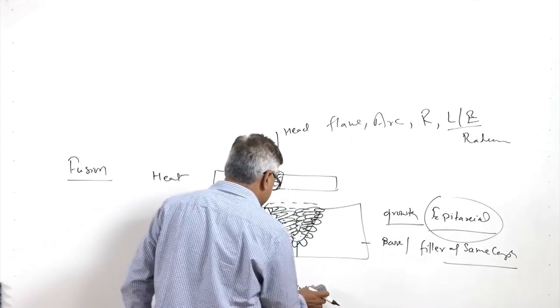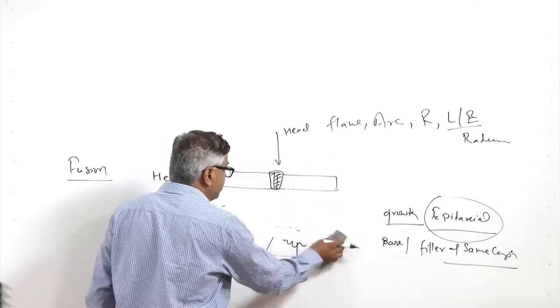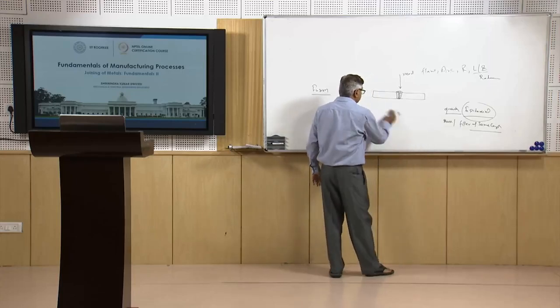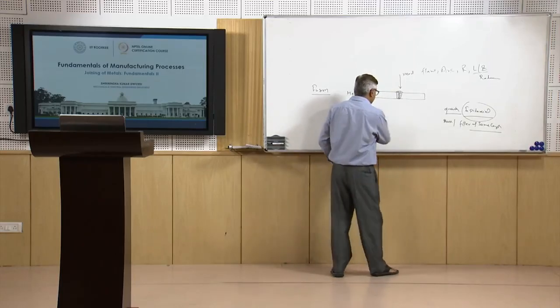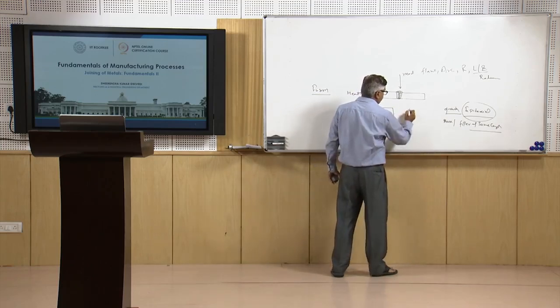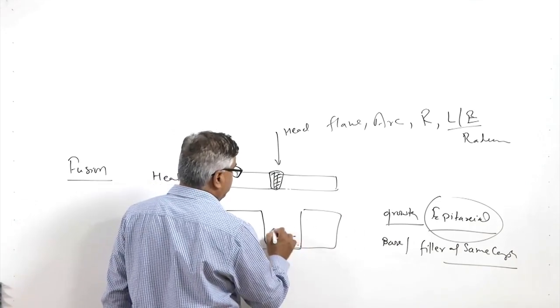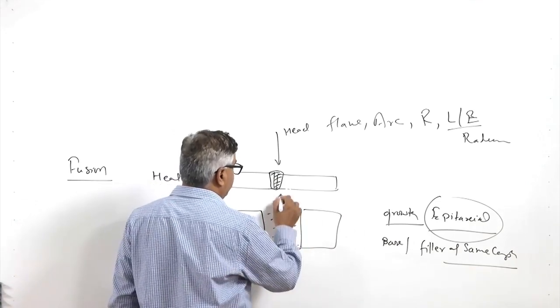While in other cases, where the composition of the filler metal is significantly different, conventional solidification is observed, wherein, say, this is the base metal and the weld metal is produced by adding the filler metal from outside.